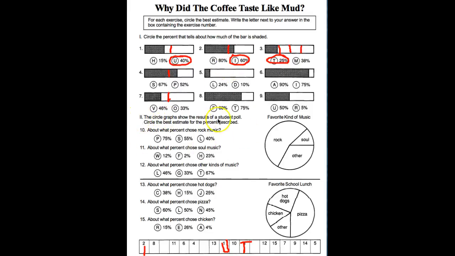Okay? The circle graphs show the results of the student poll. Circle the best. Once again, we're estimating. It's not an exact science for the percent described. About what percent chose rock music? Okay. Here would be half of the circle, right? So then what would be rock music? A little over 50%. Okay.